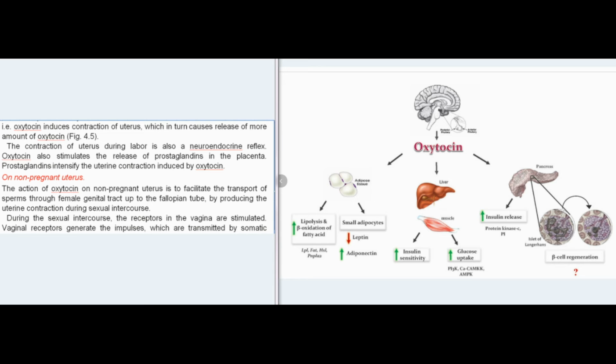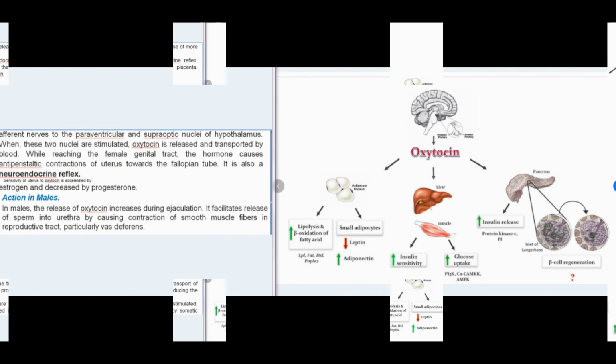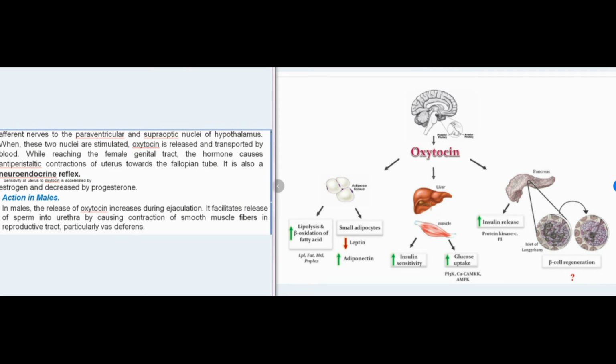On non-pregnant uterus. The action of oxytocin on non-pregnant uterus is to facilitate the transport of sperms through female genital tract up to the fallopian tube, by producing the uterine contraction during sexual intercourse. During the sexual intercourse, the receptors in the vagina are stimulated. Vaginal receptors generate the impulses, which are transmitted by somatic afferent nerves to the paraventricular and supraoptic nuclei of hypothalamus. When these two nuclei are stimulated, oxytocin is released and transported by blood. While reaching the female genital tract, the hormone causes antiperistaltic contractions of uterus towards the fallopian tube. It is also a neuroendocrine reflex. Sensitivity of uterus to oxytocin is accelerated by estrogen and decreased by progesterone.